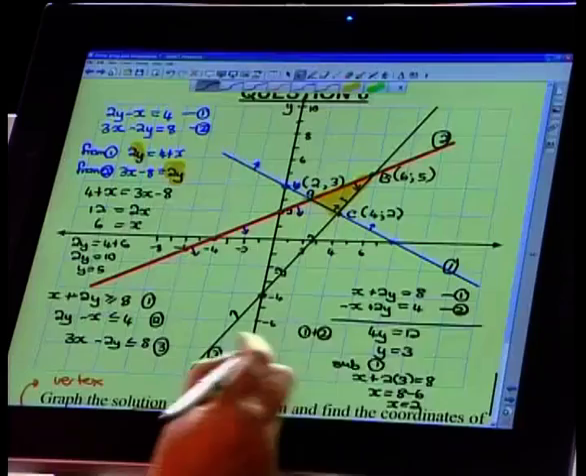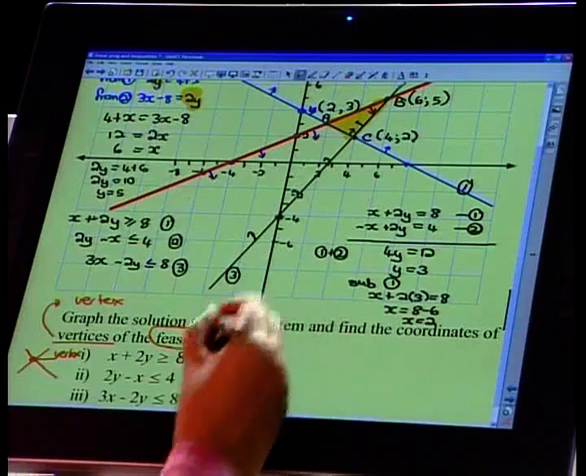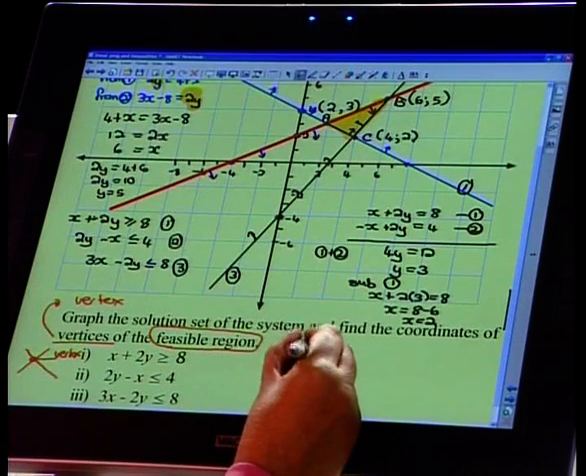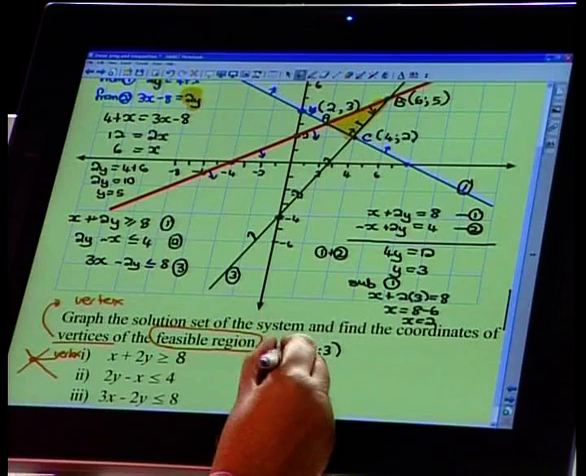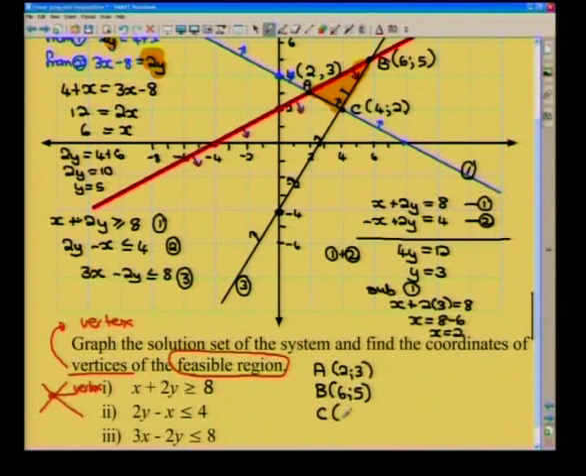Okay, so have you answered the question? Yes, you have. They wanted the coordinates, and you've given them to them. You say A is 2, 3, B is 6, 5, and C is 4, 2. Are we happy? That's relatively straightforward. Now, at this stage, I'm going to move into proper linear programming and show you the first kind of question we can get. And it's a relatively easy start.